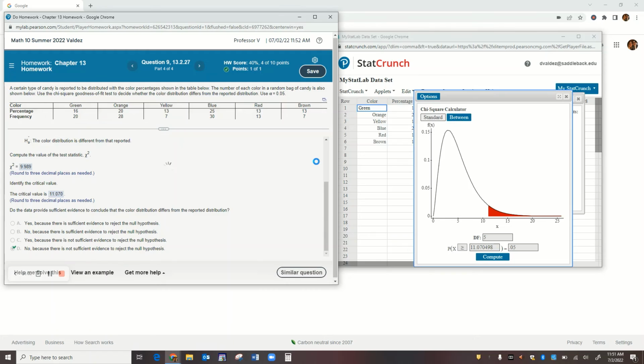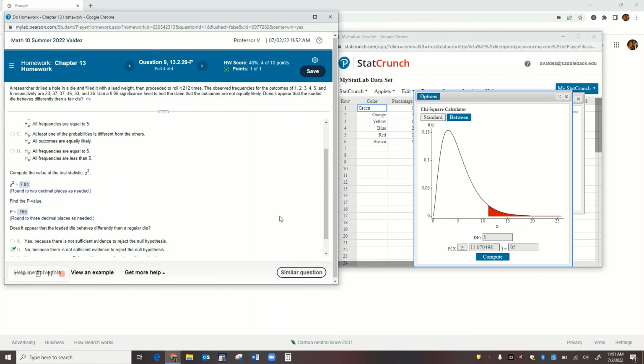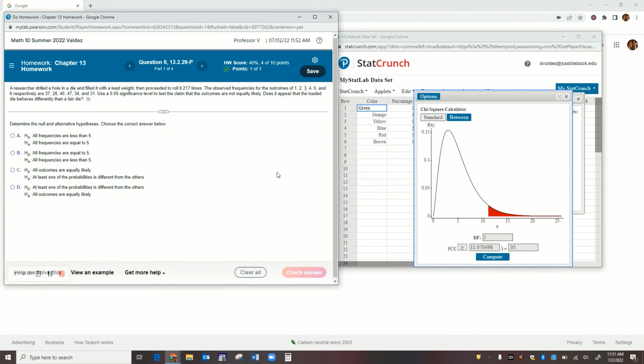Good. And then I wanted to do one more, about the fair die. I thought this one was fun. So a researcher drilled a hole in a die and filled it with a lead weight and then proceeded to roll it 217 times. Wow. I mean, I hope someone helped them. I don't know how long that would take.